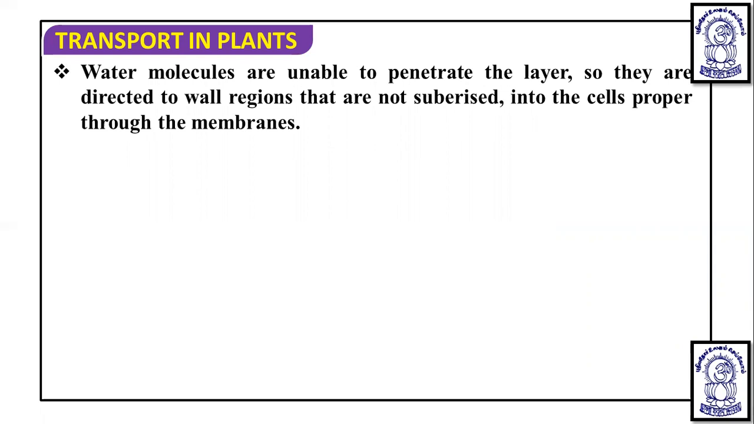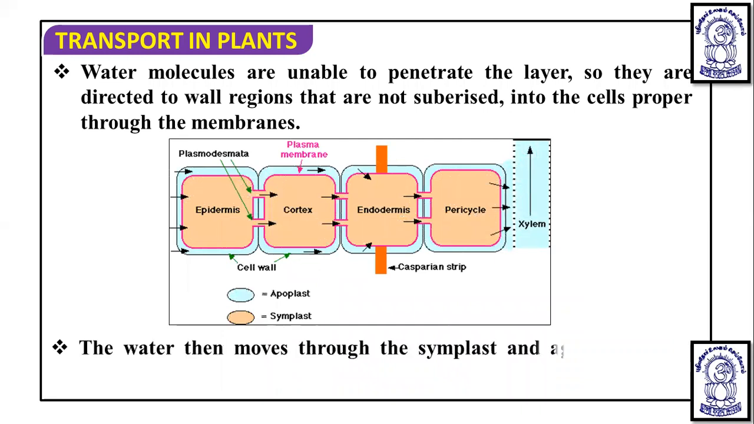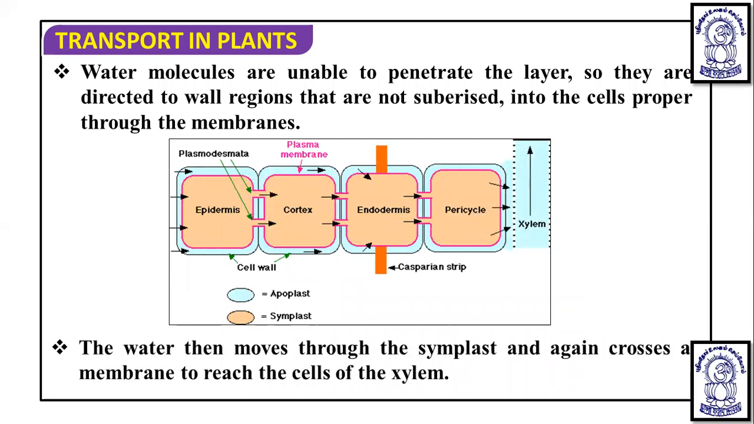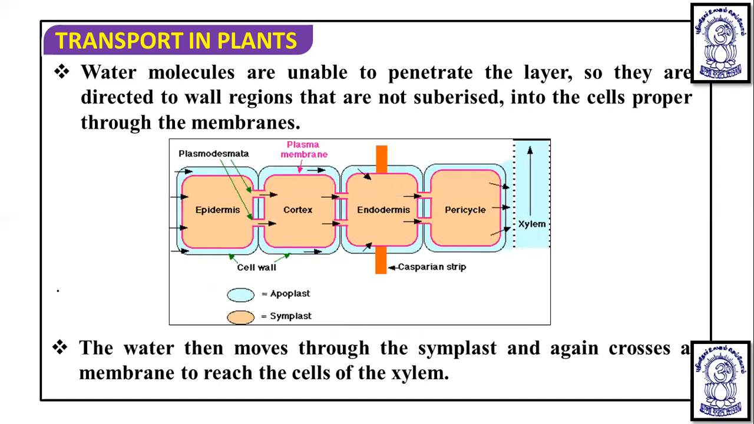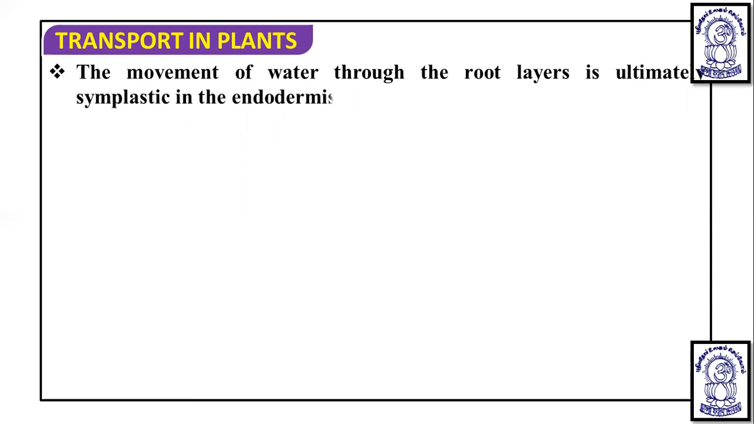So the cells which do not have the suberin deposition are known as passage cells, and through them the transport is going to occur. So water then moves through the symplast and again crosses the membrane to reach the cells of xylem. So according to NCERT, dear student, we remember that NCERT says that when Casparian strips are encountered, the apoplast will follow the symplast and the further transport will occur through the cytoplasm. But it is not always like this because there are passage cells in the endodermis which do not have suberin deposition, and through which the transport can occur.